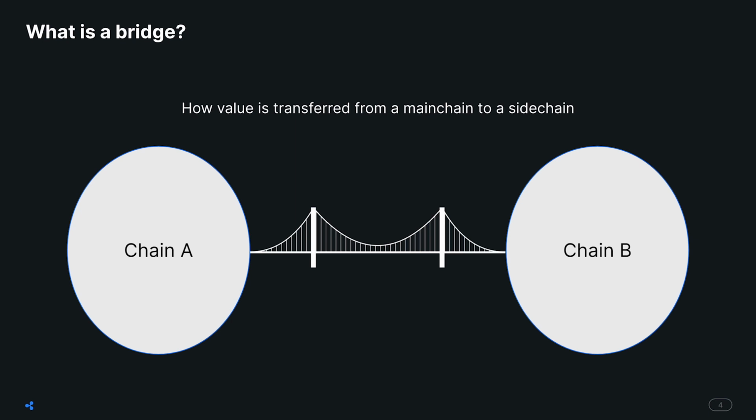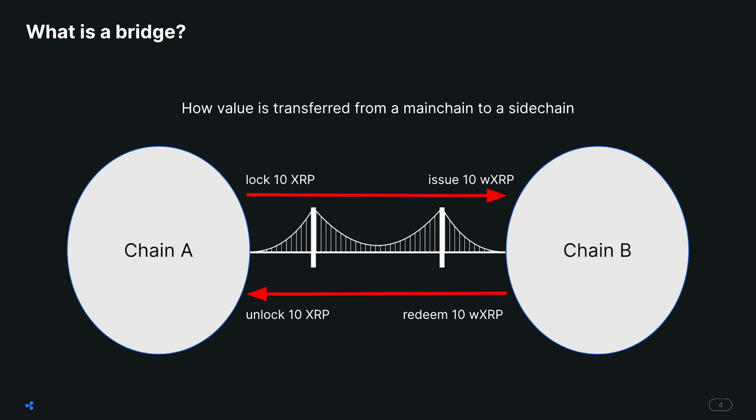The way that most bridges work, including X-Chain Bridge, is you lock funds on one side, and then you issue a wrapped version of that asset on the other side. So in this case, you lock 10 XRP on chain A, and then on chain B, you issue 10 wrapped XRP. A wrapped token is basically just a representation of that token, but you don't actually have that exact token. And then you can also reverse the process. If you have your 10 wrapped XRP, you can redeem that for 10 XRP on chain A.